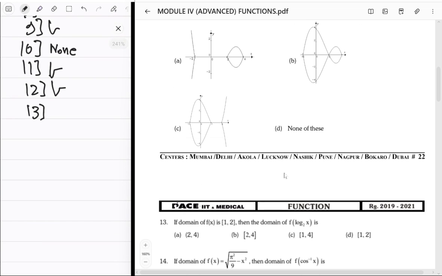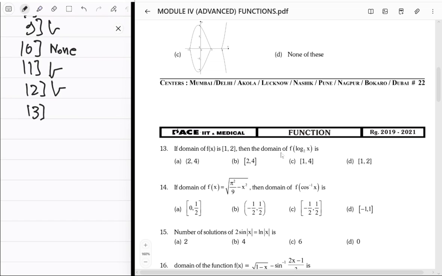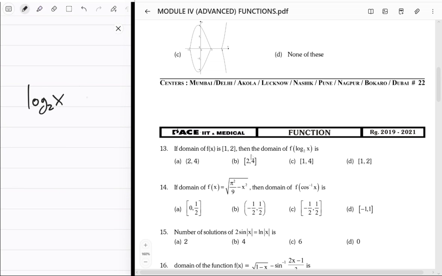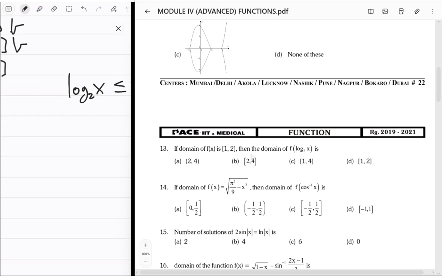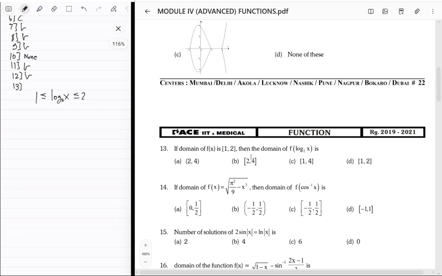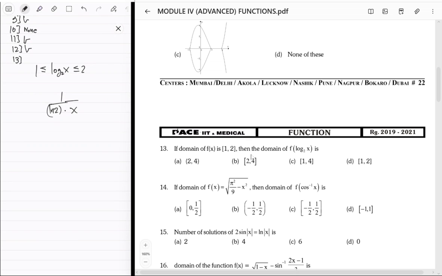13. If the domain of f(x) is 1 to 2, then the domain of f of log base 2 of x is, of course, this input value, log base 2 of x, must be between 1 and 2. Now, log base any number bigger than 1 is an increasing function, because if you take the derivative, it's just 1 upon natural log of 2 times x. Which means that for x bigger than 0, this is increasing.